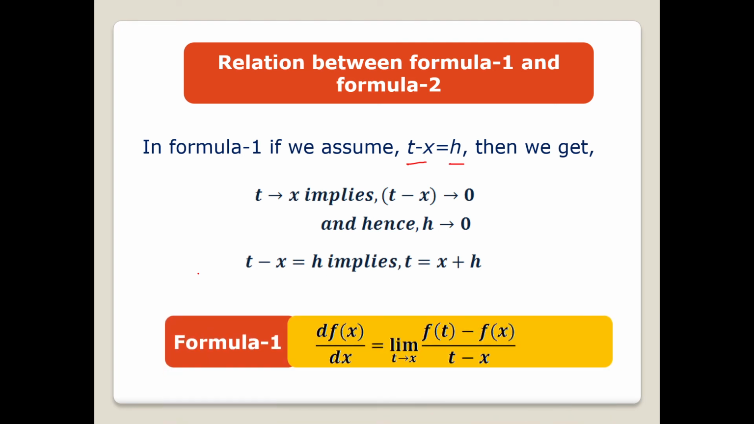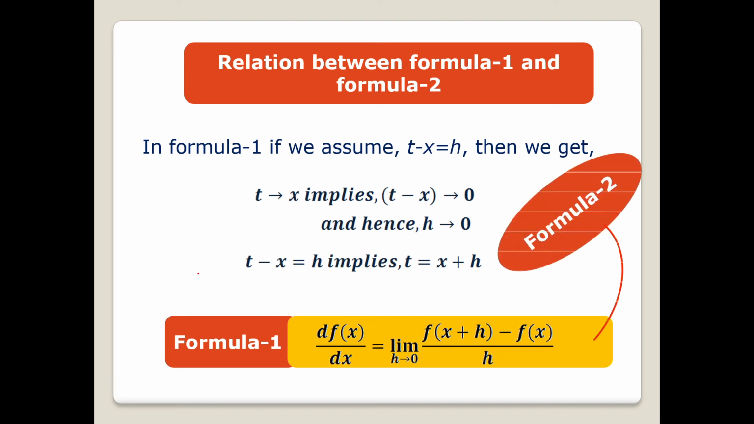Now look at this first formula. The formula is limit t tends to x, f(t) minus f(x) upon t minus x. Here the limit is changed to h tends to 0. In the numerator, t is replaced by x plus h, and in the denominator, t minus x is replaced by h, and hence the second formula. That means if you understand the first formula, the second formula is automatically understood. We don't have to memorize these formulas, right?